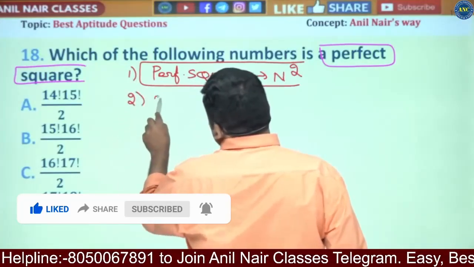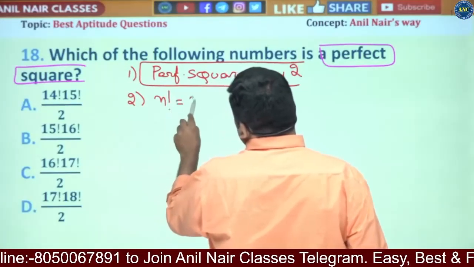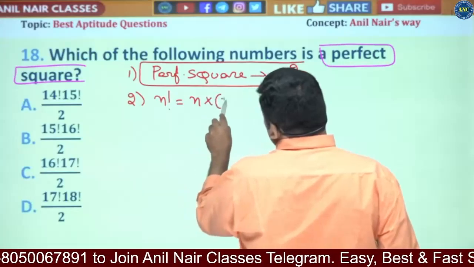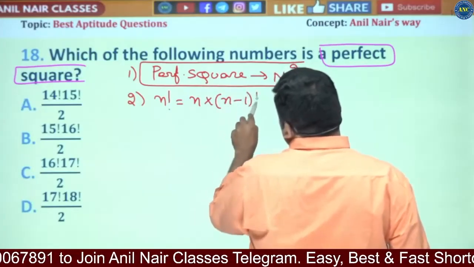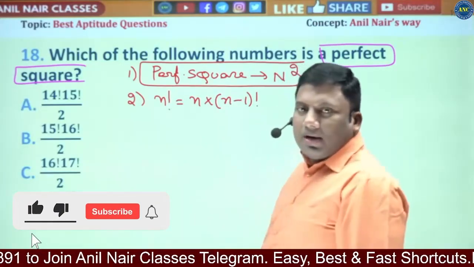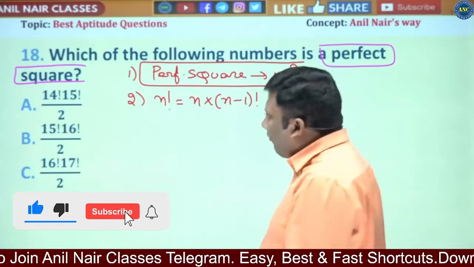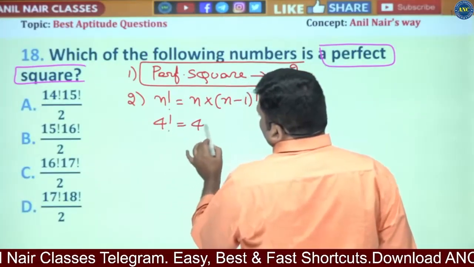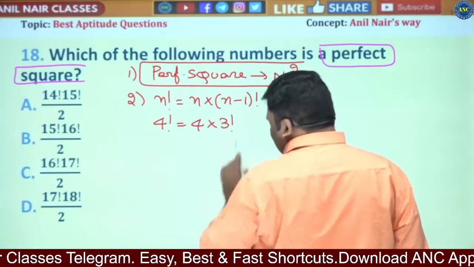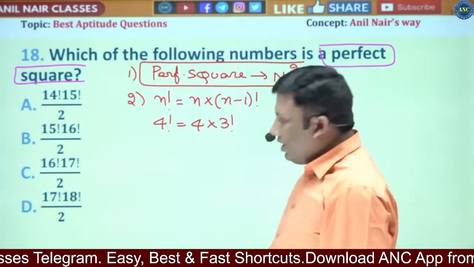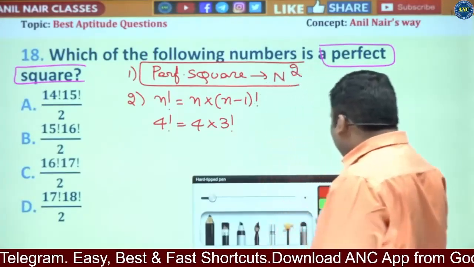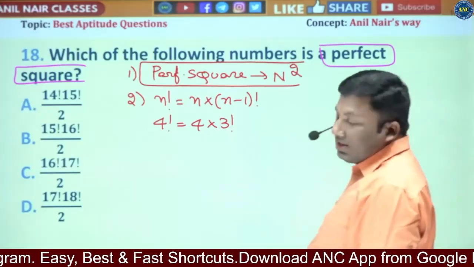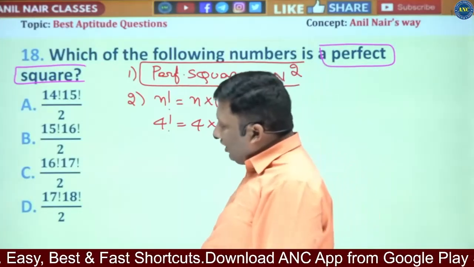Second point, n factorial is given by n into n minus 1 factorial. 4 factorial is given by 4 into 3 factorial. We will use these two important key points and we will try to solve the problem. First see here. Question is 14 factorial into 15 factorial.